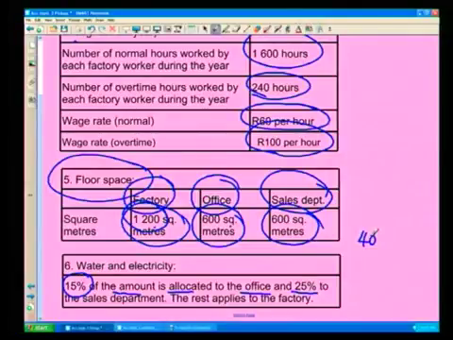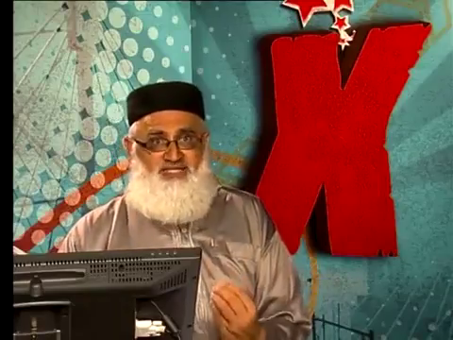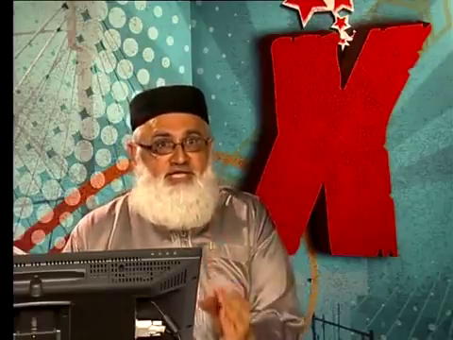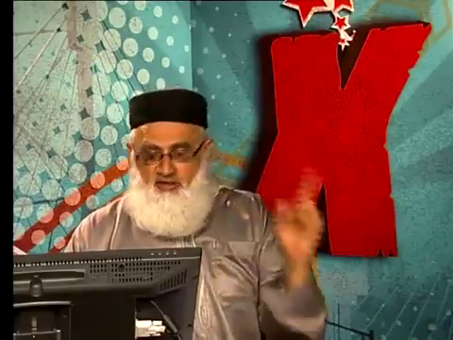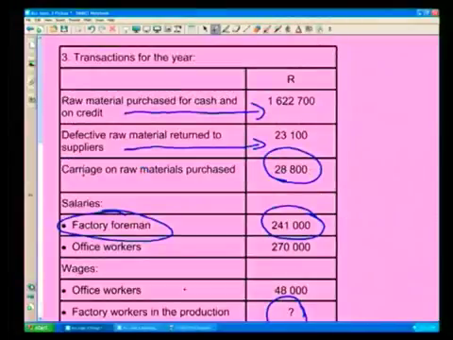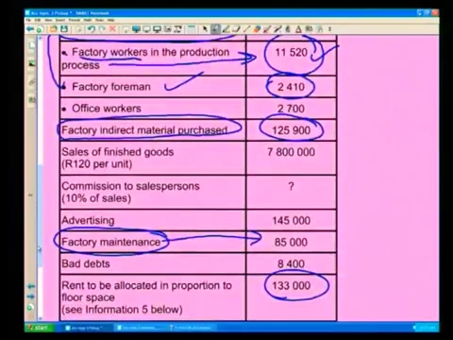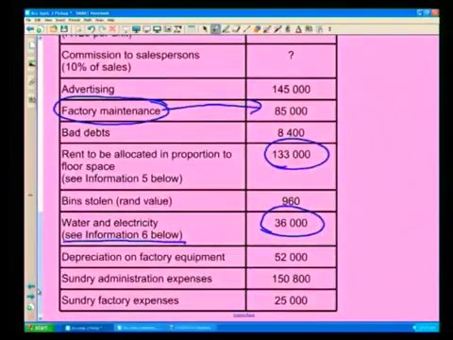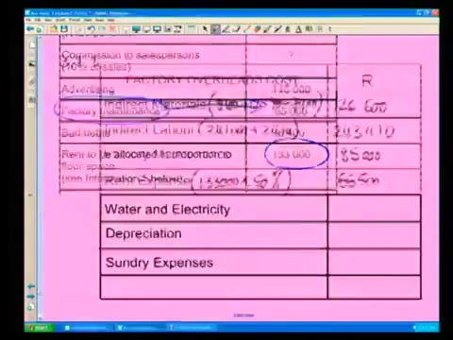Okay, so if I add 25 plus 15 will give me 40. In other words, the rest applies to the factory. If these are percentages, if you take 100% minus the 40, you are therefore left with 60%. Clearly indicating to you what? That 60% of the water and electricity needs to be apportioned to the factory.